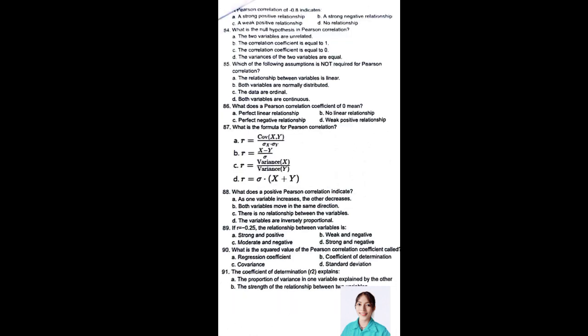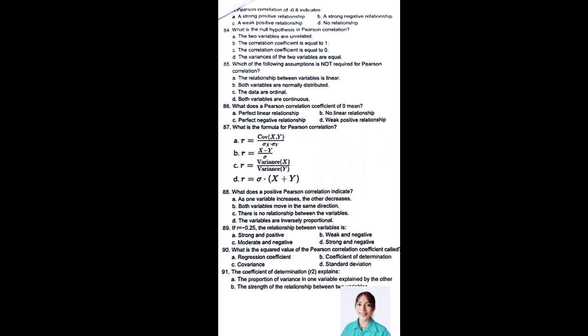Number 83: a Pearson correlation of -0.8 indicates a strong negative relationship, since it is -0.8. So it indicates a strong negative relationship.